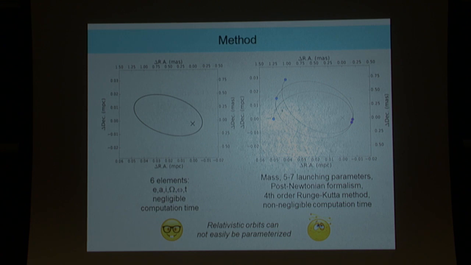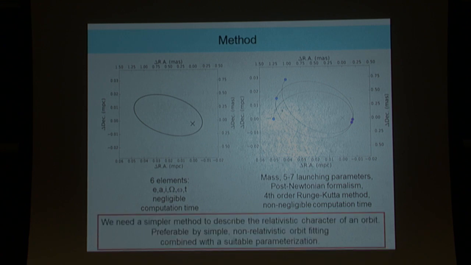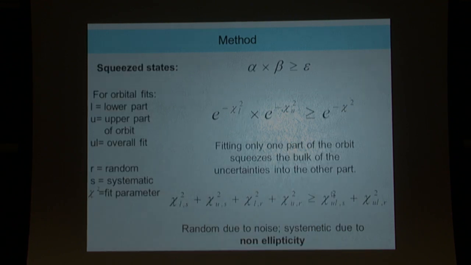But in any effect, the relativistic orbits can now easily be parameterized, and we need to find a simpler method to describe the relativistic character of an orbit, and preferably by simple non-relativistic orbit fitting, because that's quick, combined with suitable parameterization. To do that, we introduced the method of squeeze states. That is, you have the product of two quantities which are limited by a small number, epsilon here, and if you choose alpha and beta as your fitting or your goodness parameters, like e to the minus chi square, then you can write it like this in the second line.